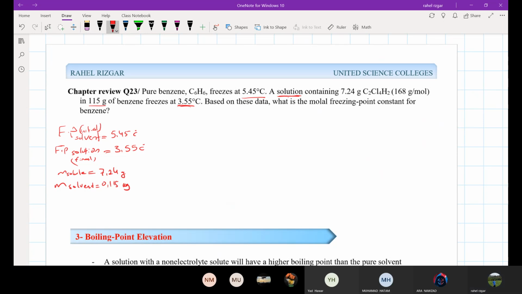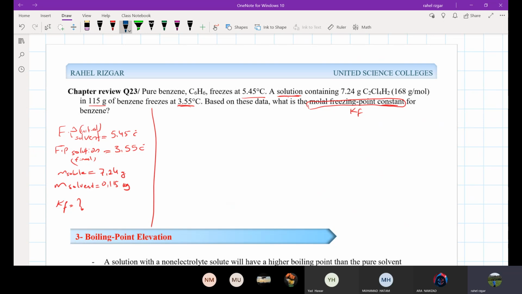Alright. What else do we have? Now, based on this data, what is the molar freezing point constant? It's asking for Kf. So it says find Kf. Now, pay attention. Look at the question very carefully.